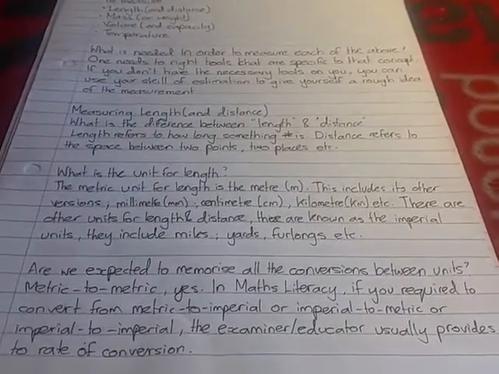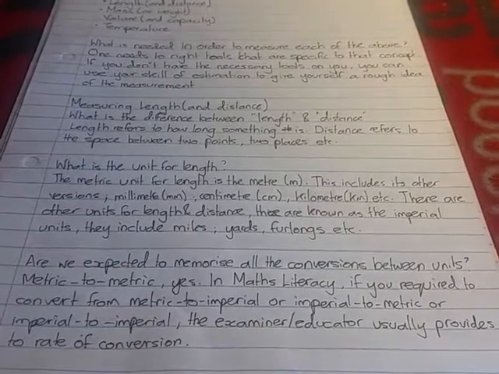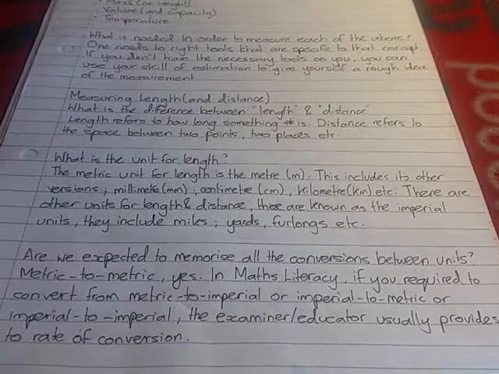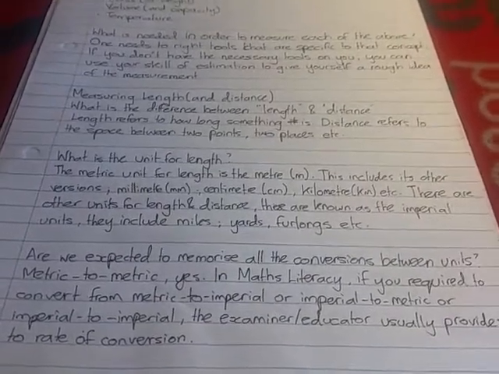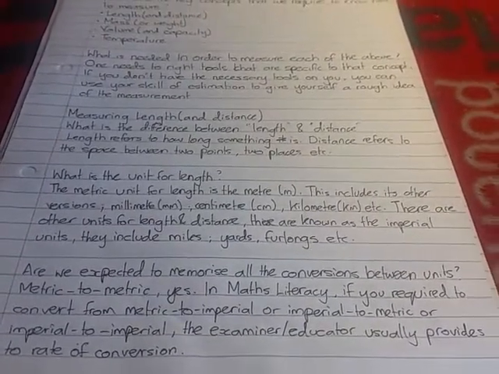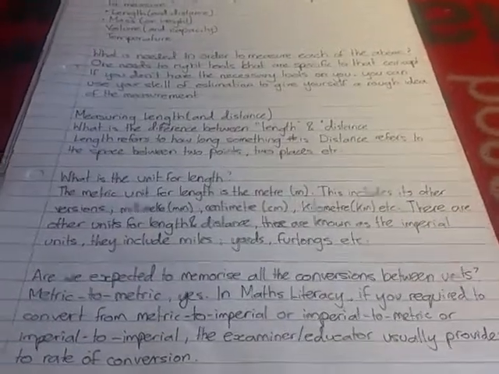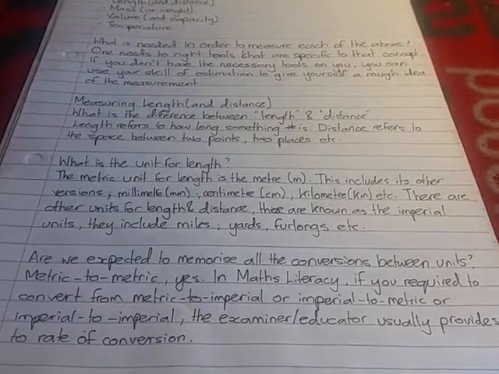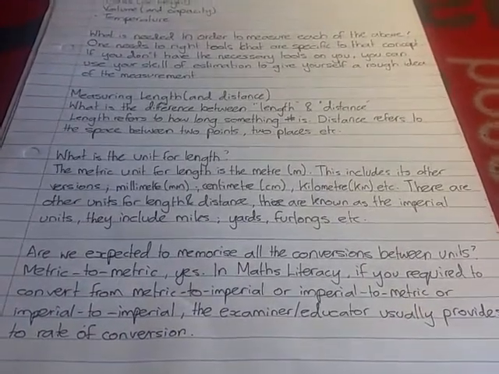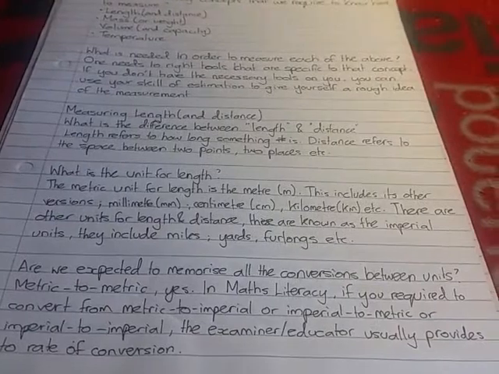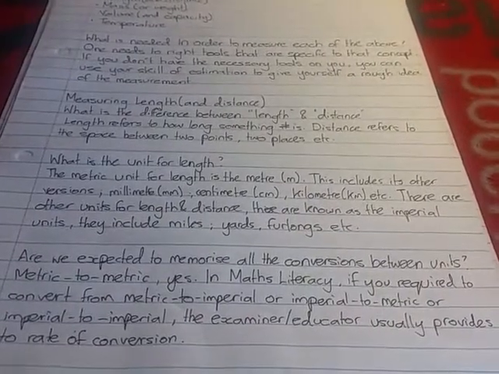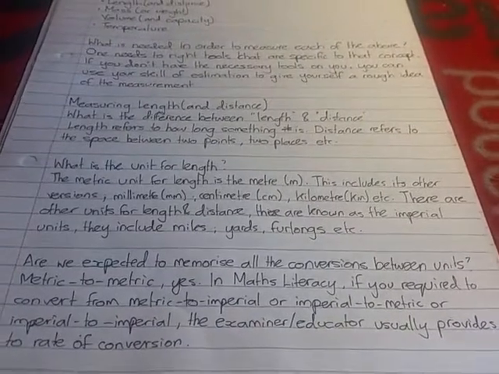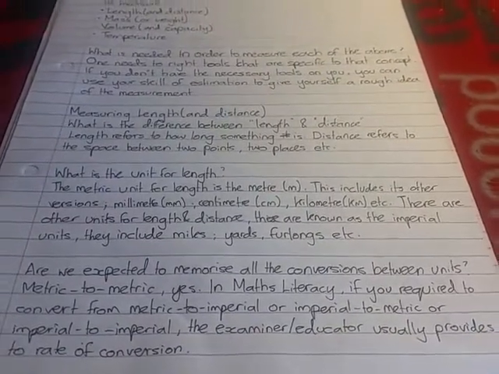In maths literacy, though, for any conversion that involves imperial units, so from metric to imperial, from imperial to metric, or imperial to imperial, the educator examiner usually provides you the rate of conversion. So if the examiner is asking you, for example, to convert 5 inches into centimeters, they are required to tell you that 1 inch is 2,54 centimeters. And then you use mathematical manipulation in order to convert.